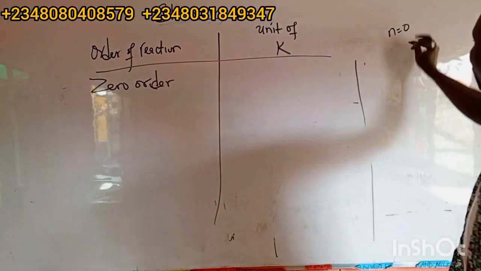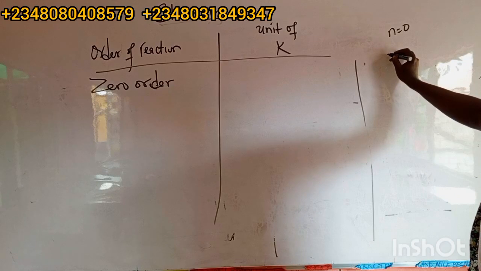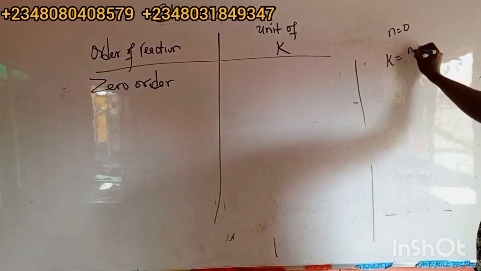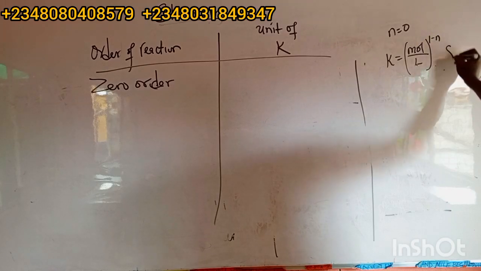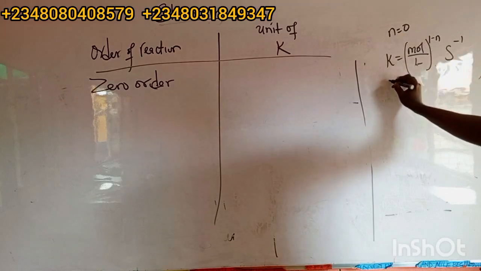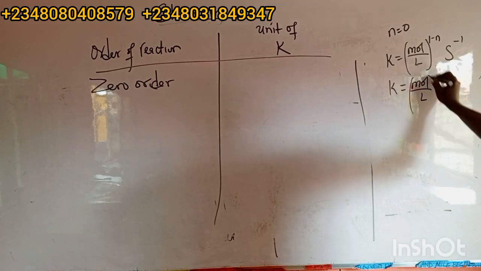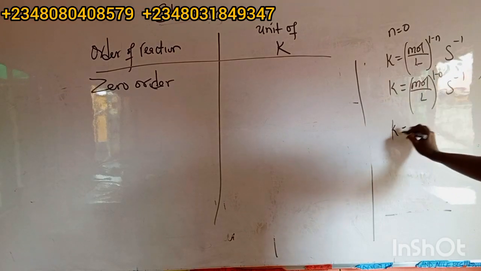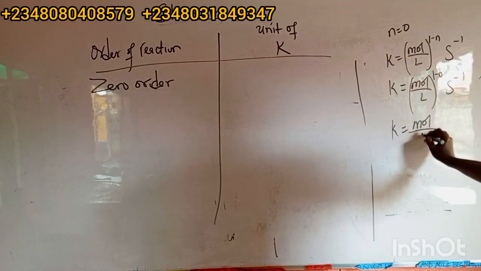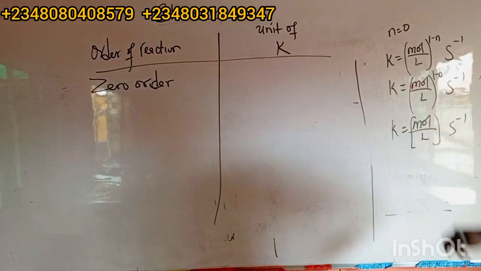The formula, when n equals 0, zero order. That means the unit of K is mole per liter raised to the power 1 minus n, per second. When n equals 0, that means 1 minus 0, then K is mole per liter per second. That's the unit of K.